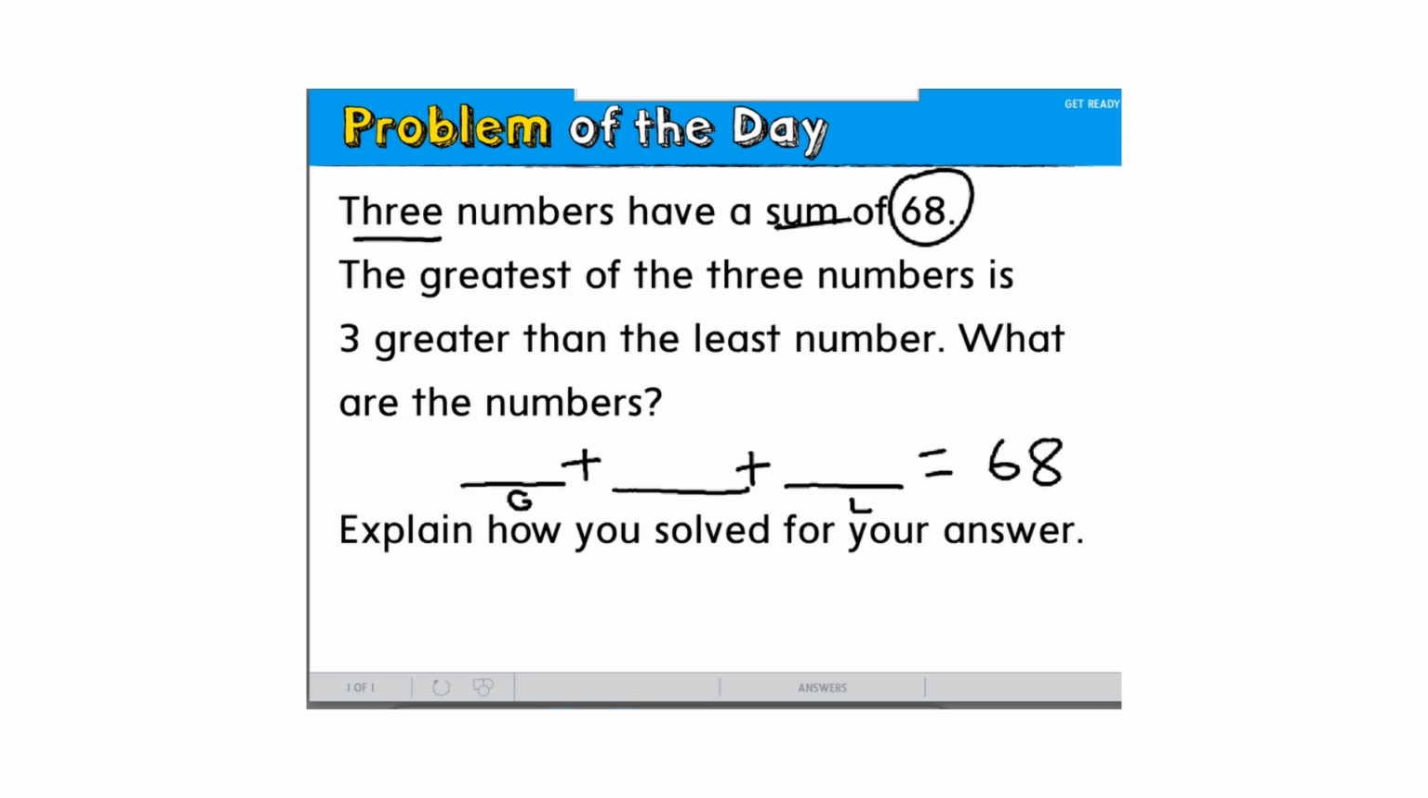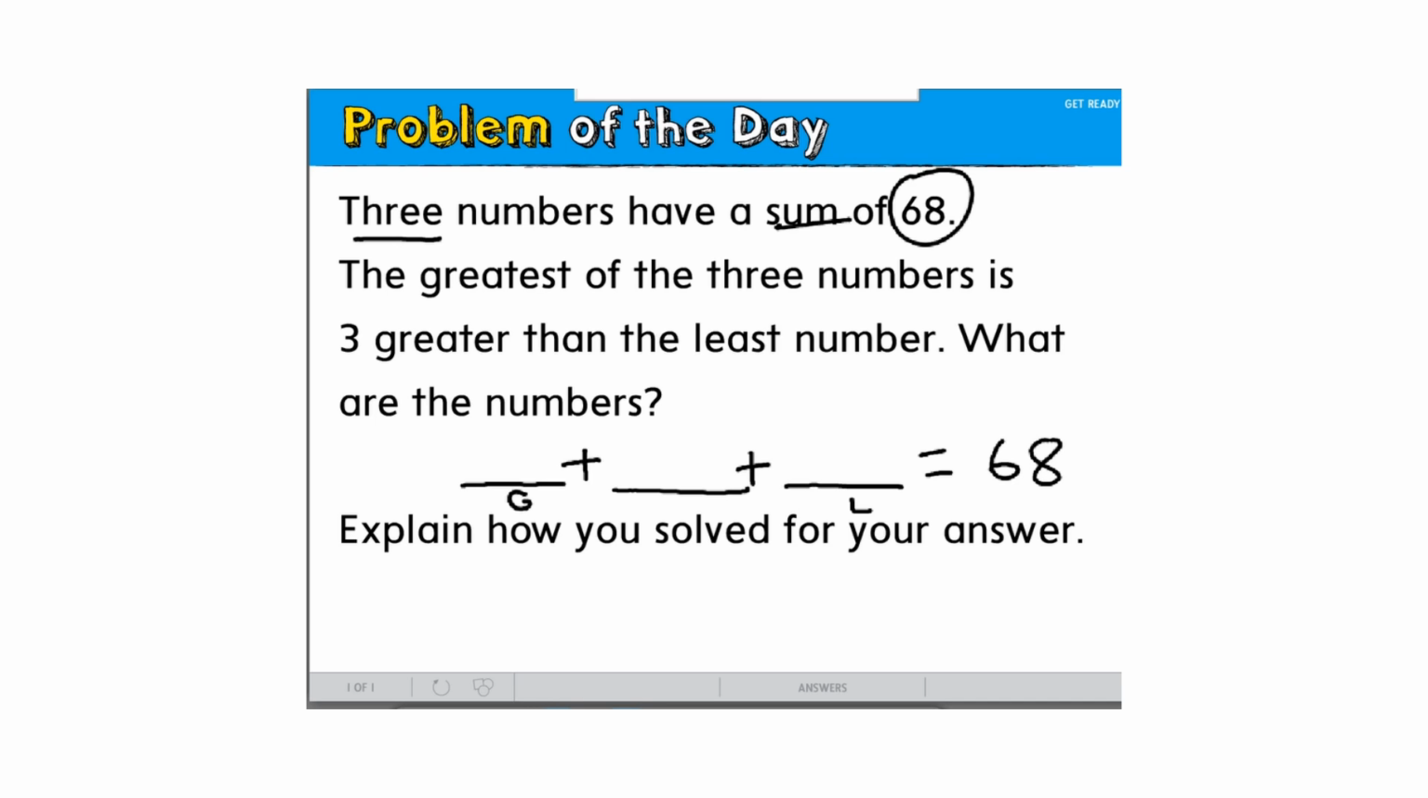So if you're trying to get to 68 and there's 3 numbers, here's something that you should be thinking about. I'm going to do an estimate. 20 plus 20 plus 20 gives me 60, right? But the number I'm looking for is 68. So that means my numbers are going to have to be a little bit bigger than 20, because I'm looking for a little bit more than 60.